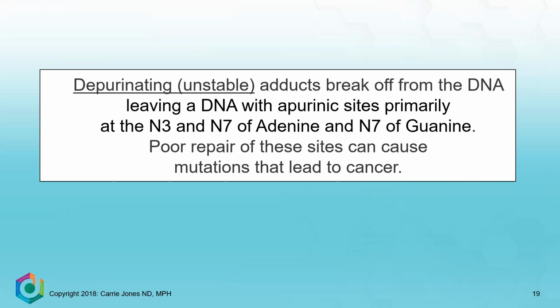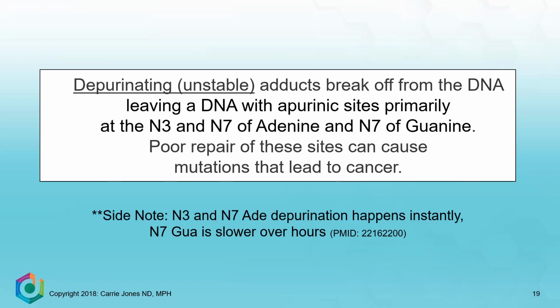Now, what's interesting is that these unstable adducts break off at the N3 or the N7 of the adenine and the N7 of the guanine, but it's the adenine depurination that happens instantly, whereas the guanine is slower. So if you get an adduct formation at the N7 guanine, it can happen over hours. And in this study, the study was pointing out that if you can improve methylation, if you can improve phase 2 detoxification, then the N7 guanine actually doesn't break out. It stays in the DNA because it takes a couple hours for it to break out.